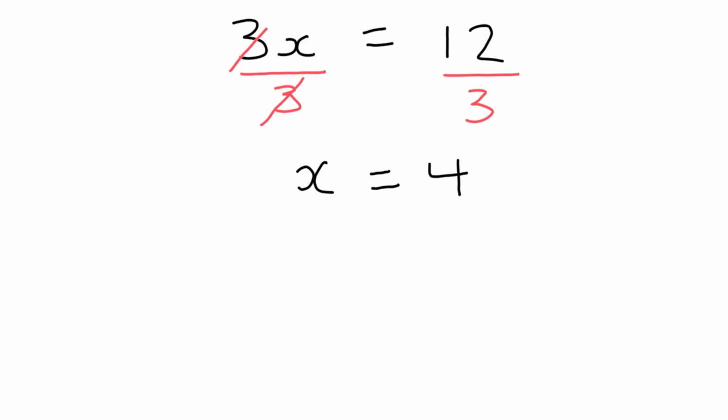Now let's go back to our original equation. 3 times x, we're saying x is 4, so 3 times 4 is 12. Yeah, that works. So I know this is correct.